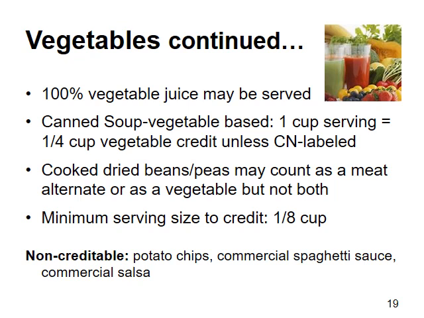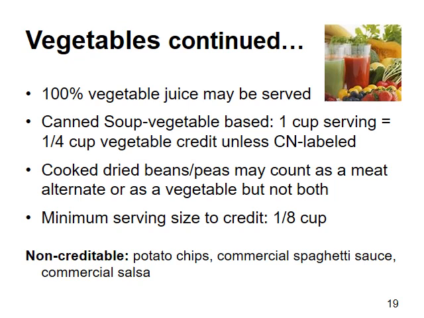As stated before, dried beans and peas may credit as a meat alternate or as a vegetable, but not both. The minimum serving size of a vegetable that credits is 1/8 of a cup, the same as fruit. Examples of non-creditable items that do not contribute to the meal pattern are potato chips, commercial spaghetti sauce, and commercial salsa. However, the U.S. Foods commodity does have a spaghetti sauce and a salsa that has a child nutrition label. If these items are used, they will credit based on the CN label.